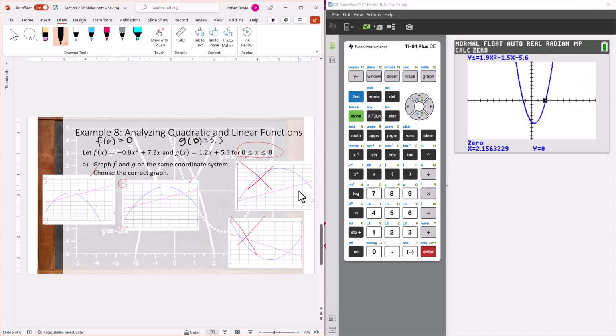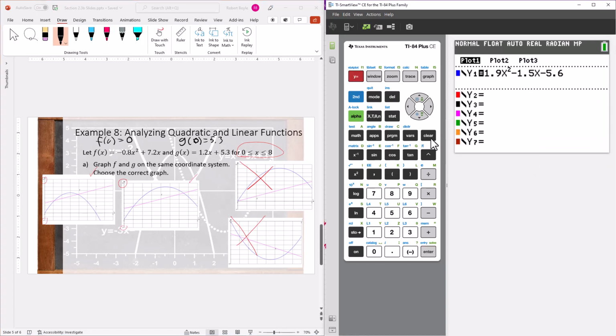Okay, so here we are back in our original setup, and what I want to do is graph these two functions and figure out which graph is closest to the graph that comes up here. Okay, so let's go to y equals, let's clear this, and let's put in our quadratic, and that will be negative 0.8x squared plus 7.2x.